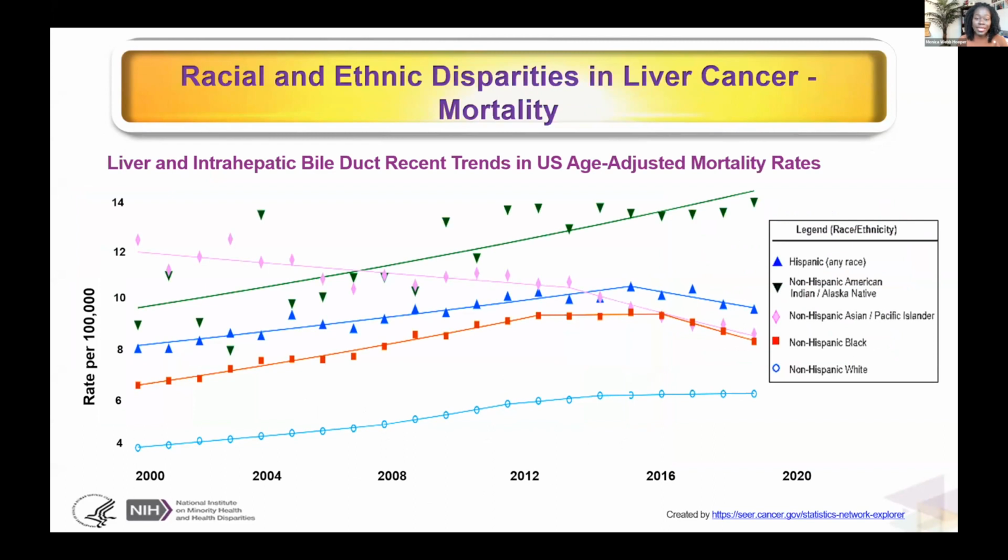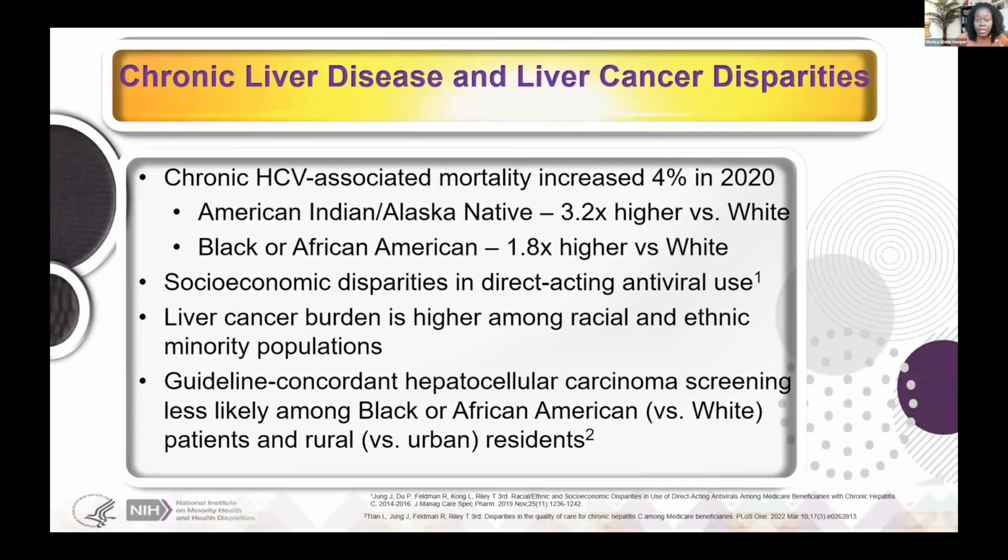If you look between 2016 and 2020, the death rates have started to decrease among Latino, Asian, and Pacific Islander and Black persons. Unfortunately, and in contrast, we've not seen this trend among American Indian and Alaska Native persons, as mortality has steadily increased and is about 3 times greater compared with white persons. Chronic hepatitis C associated deaths did increase in 2020 compared to 2019, and were higher among American Indian, Alaska Native, and Black or African American persons compared with white persons.